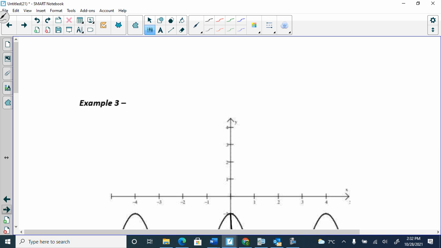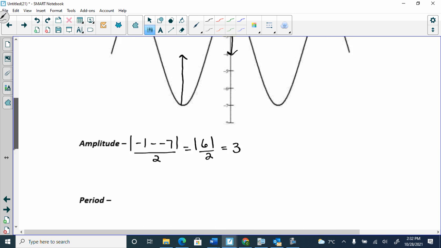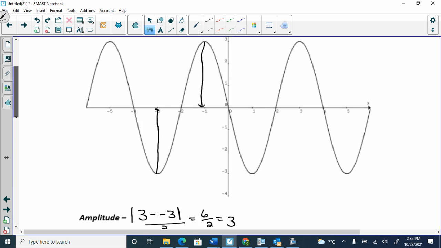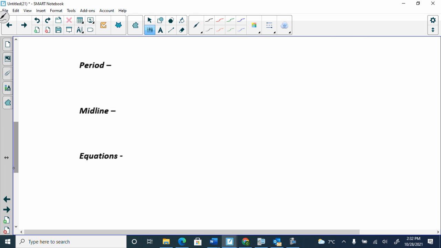Next one, I always start with coses. This one has a 3, so y equals 3 cos. Y equals negative 3 cos. Y equals 3 sine. Y equals negative 3 sine. And this one is a 3 again. Y equals 3 cos. Y equals negative 3 cos. Y equals 3 sine. Y equals negative 3 sine.